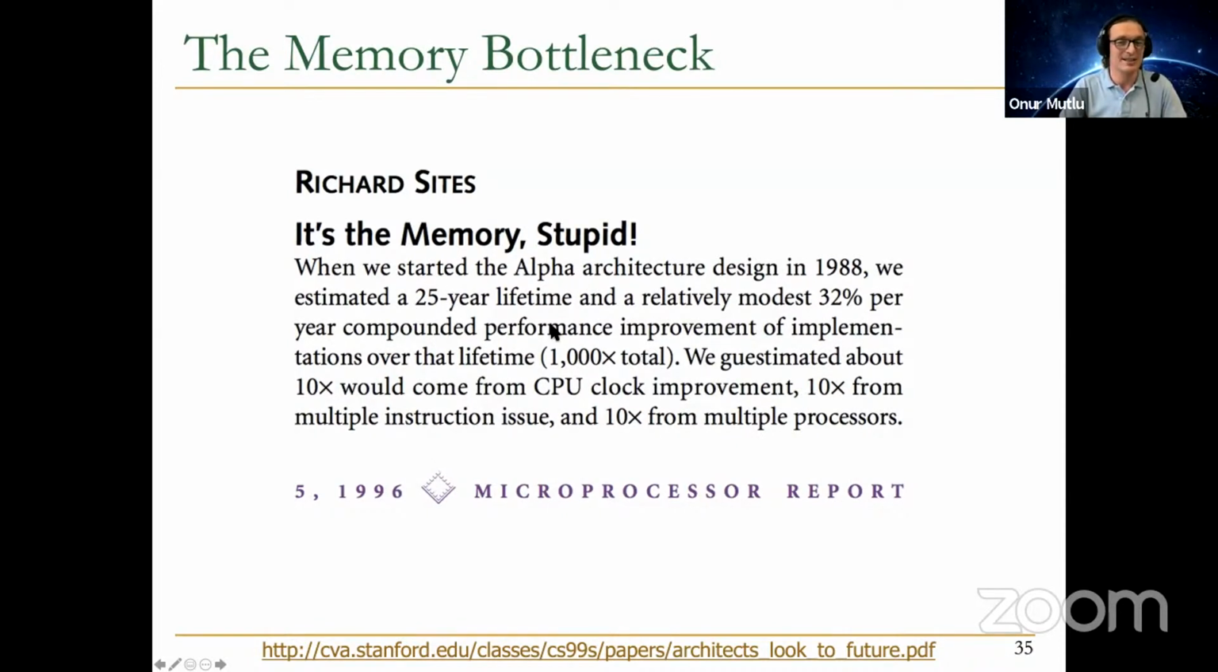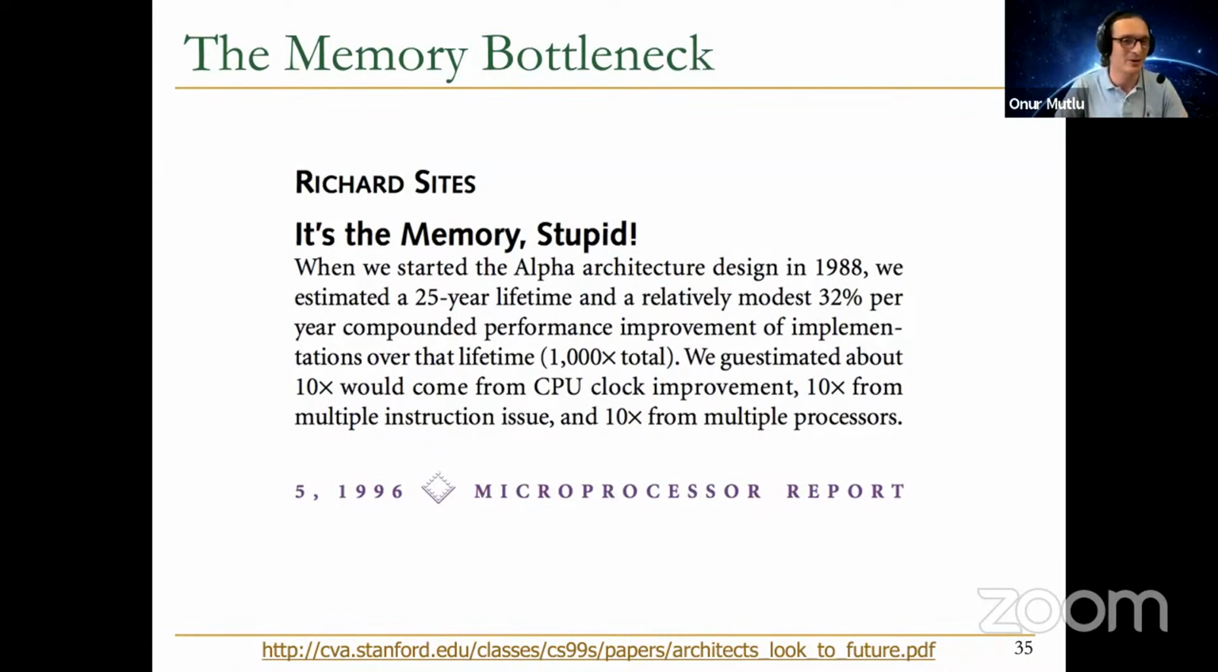And you can see what kind of targets they wanted. They wanted a long lifetime for this processor, and they guessed 10x of the improvements would come from CPU clock frequency, 10x from multiple instruction issue, which you know what that is right now, superscalar, and 10x from multiple processors, essentially multiple threads. But again, you can go back and read the paper saying that we're bottlenecked by memory. He starts the paper this way, saying we're bottlenecked by memory, so we should really look at memory going forward.